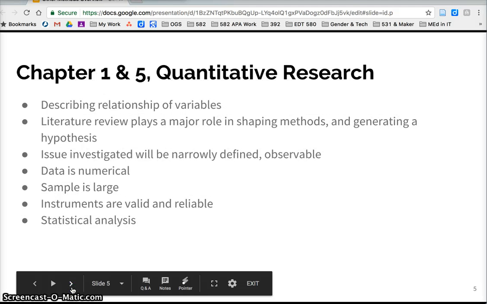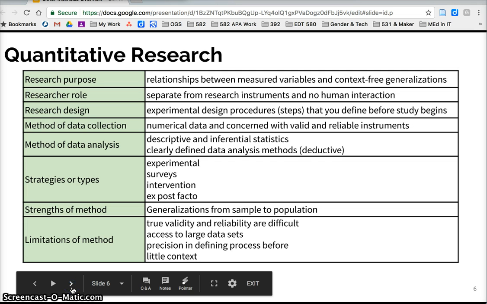Okay, so what I'm going to do now is just back up and talk about quantitative research. Remember, it is describing a relationship of variables. The literature review plays a major role. Narrowly defined and observable issue, data is numerical, samples large, instruments must be valid and reliable, and you're doing statistical analysis. You've seen this chart a few times, so I'm not going to spend a lot of time on it here, but feel free to pause and take down any notes you want.